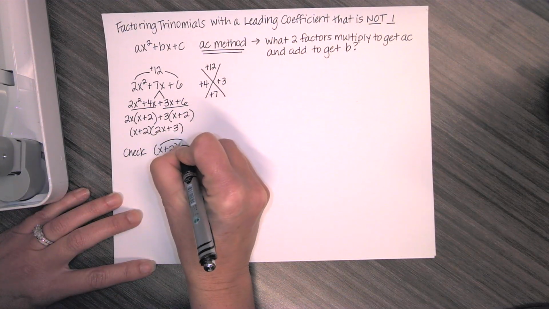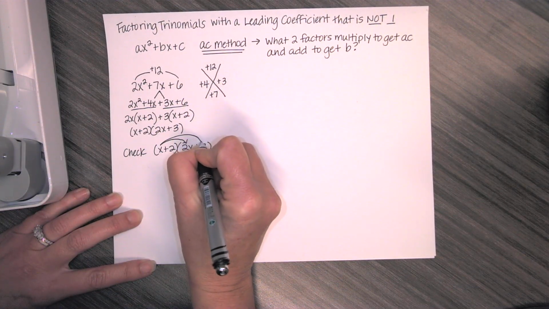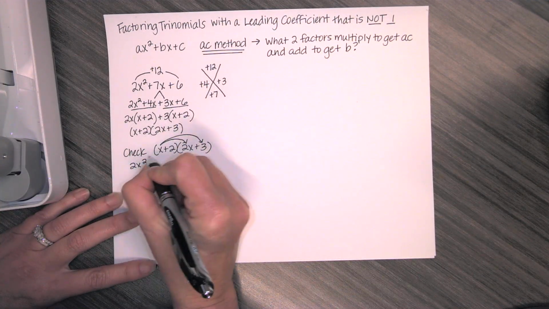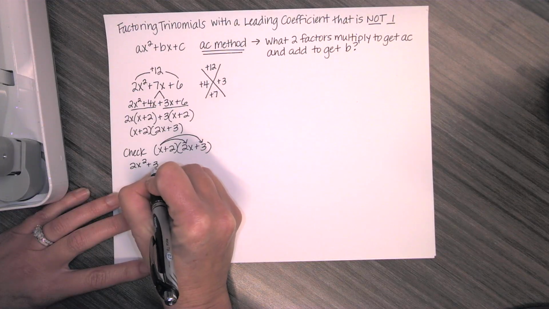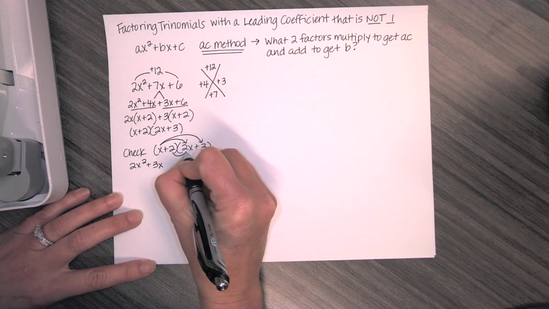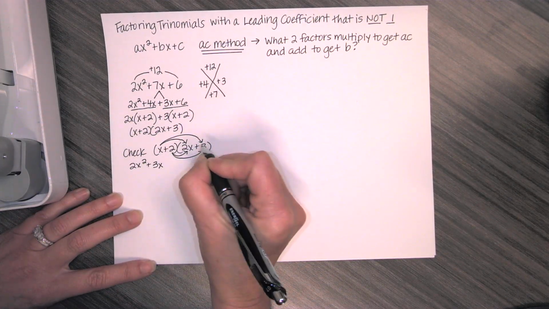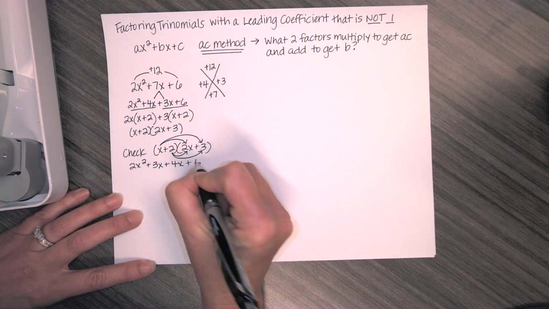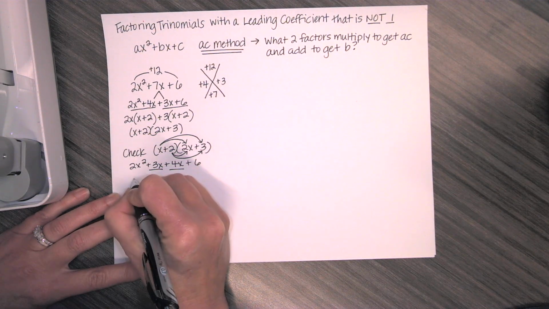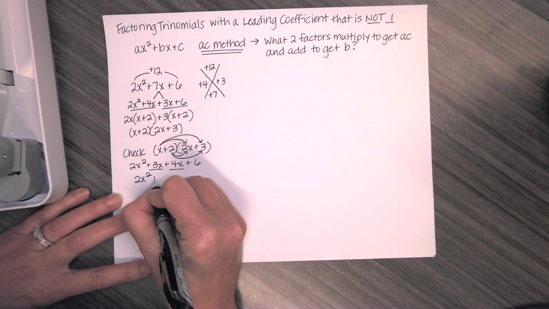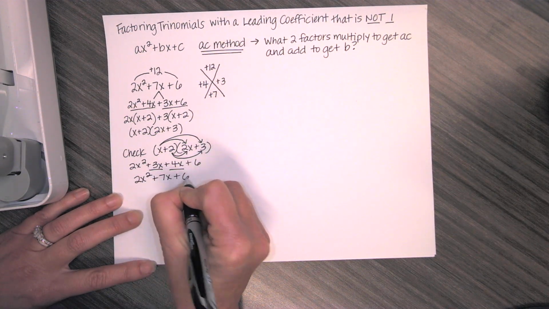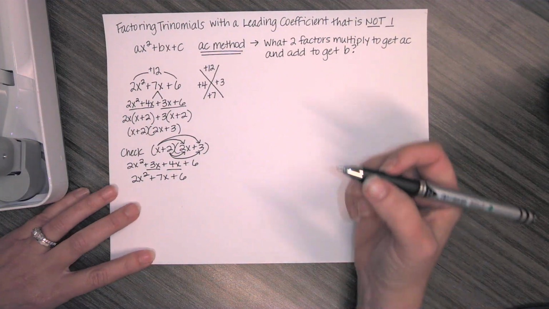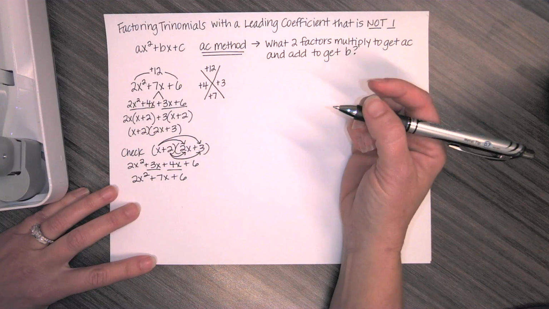I'm going to first distribute the x, multiply it through the second set of parentheses. X times 2x is 2x squared. X times 3 is 3x. Then I'm going to distribute the 2. 2 times 2x is 4x, and 2 times 3 is 6. If I combine my like terms, I get 2x squared plus 7x plus 6, which is what I started with, so that's good.